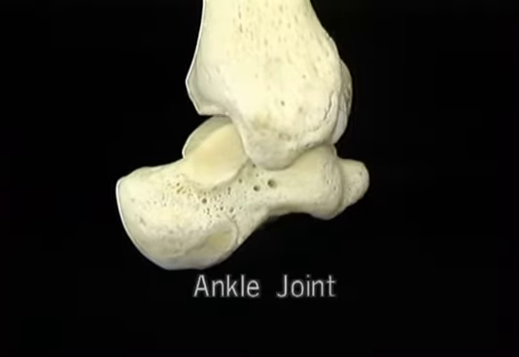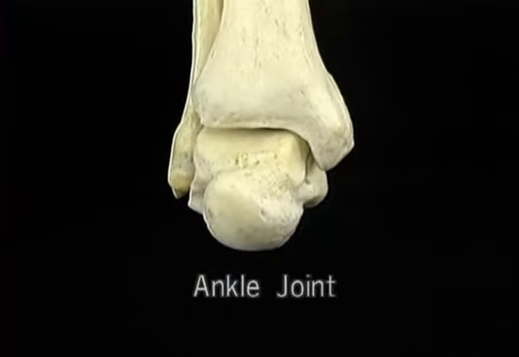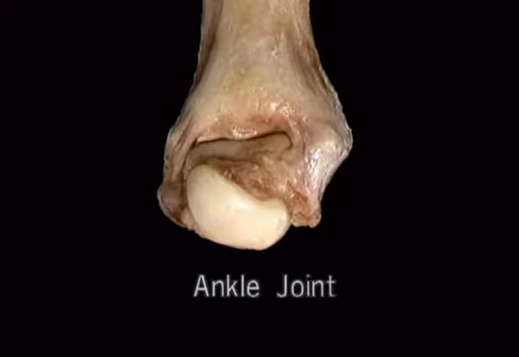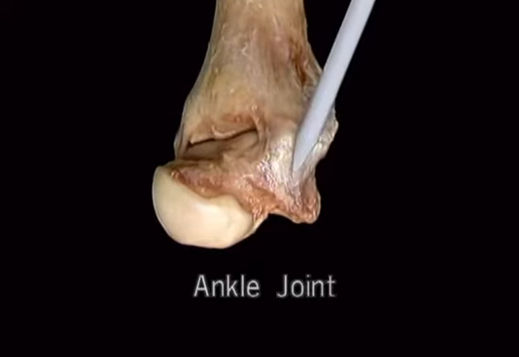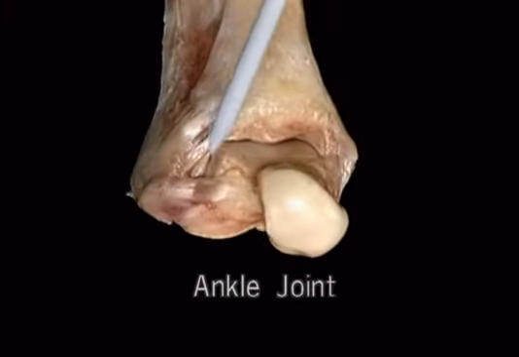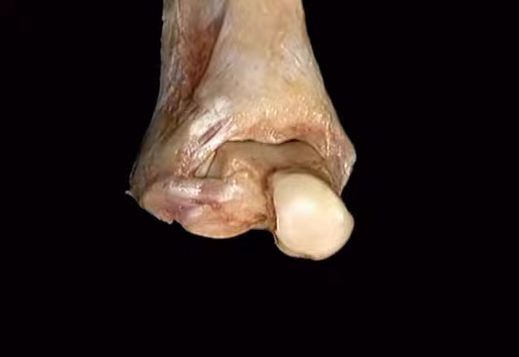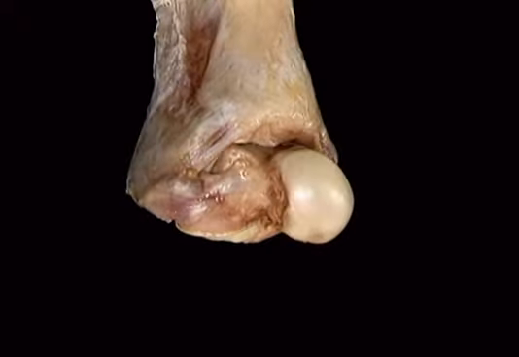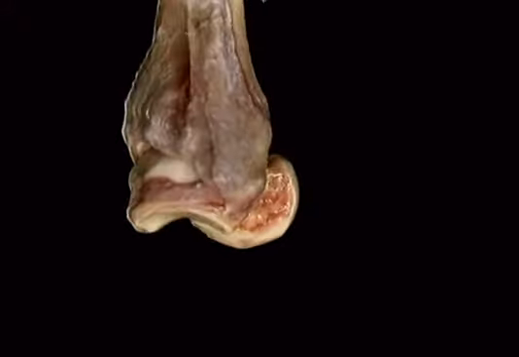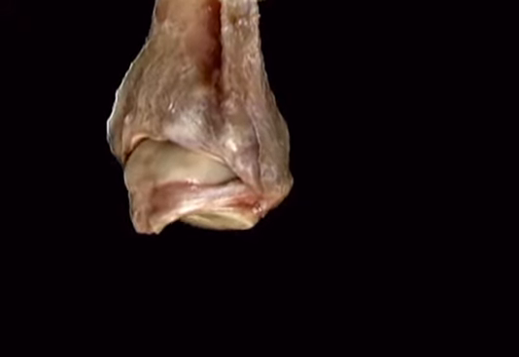Here's the ankle joint. Let's see how it looks in the living body. Here, the loose parts of the joint capsule have been removed, leaving these thickened parts, which are the ligaments of the joint. Here's the front of the joint in plantar flexion. Here's the back of the joint in dorsiflexion.